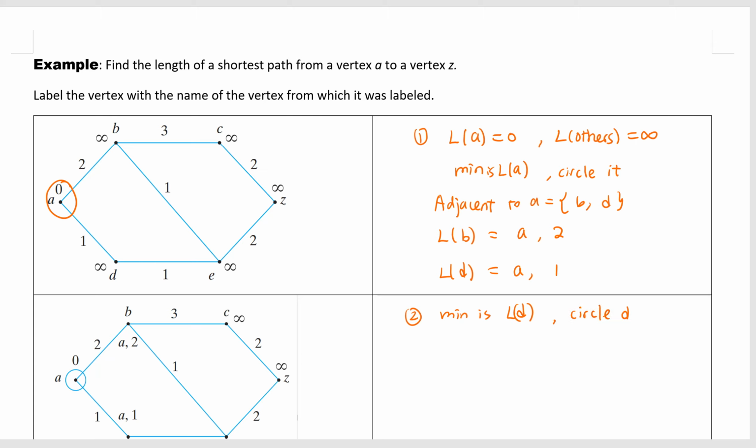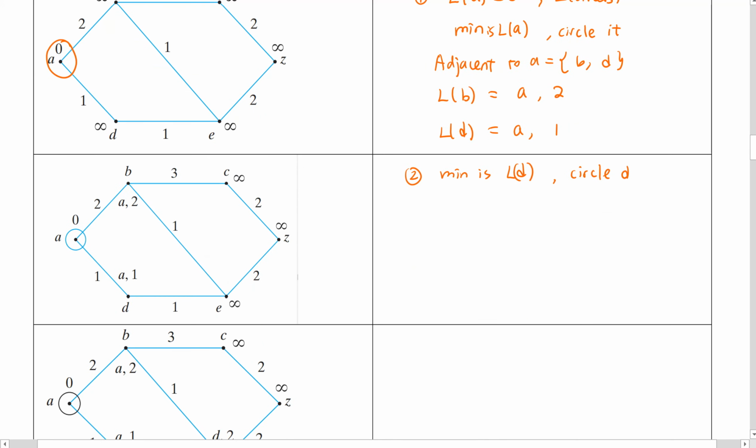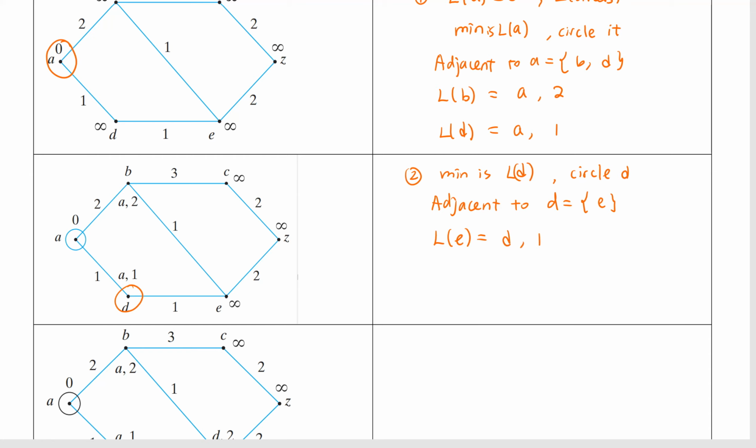Then we circle D. And then what are the vertices that are adjacent to D? So that is A, but we already circled A, so we get E, right? What is LE? LE is from D, right? And then we have our label of D, 1 plus 1, so we have D comma 2. So far, so good, everybody?